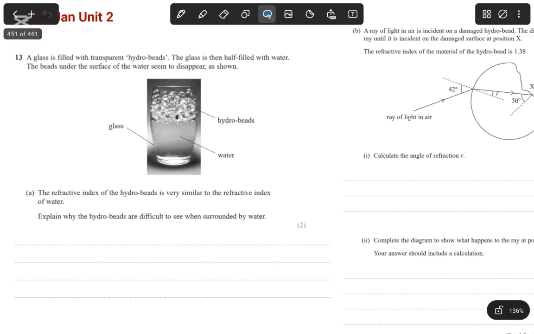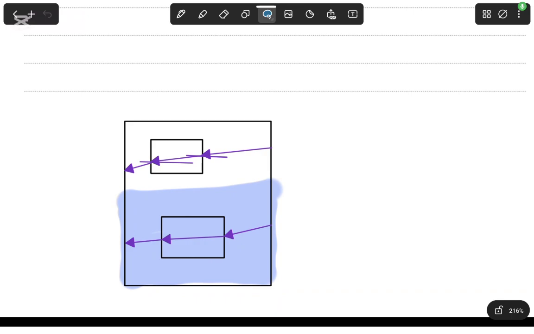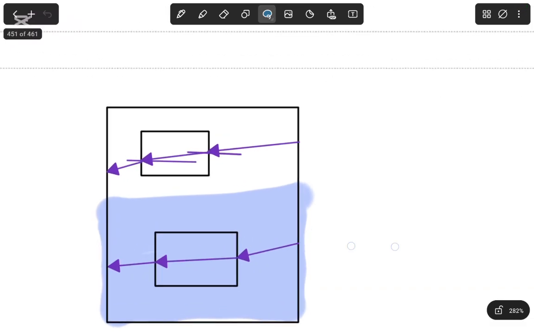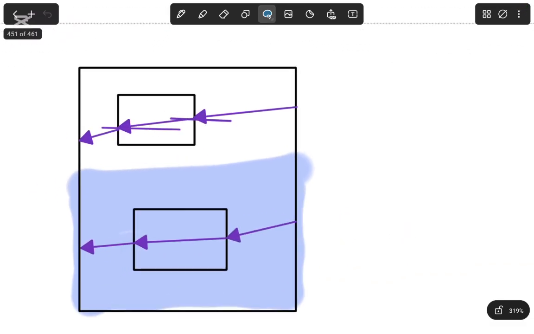So a glass is filled with transparent hydro beads. The glass is then filled with water. The beads under the surface of water seem to disappear as shown. The refractive index of hydro beads is very similar to the refractive index of water. Explain why the hydro beads are difficult to see when they are surrounded by water. So to help you understand further, let's go through this example.